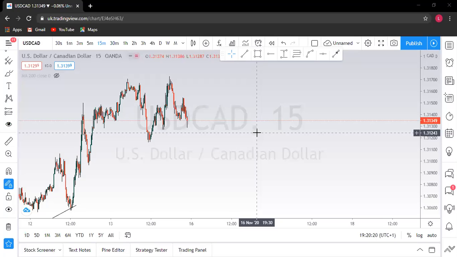So tonight we'll be talking about trend lines, how to trade trend lines, trend line breakout trading, and some patterns with which you can trade as well.